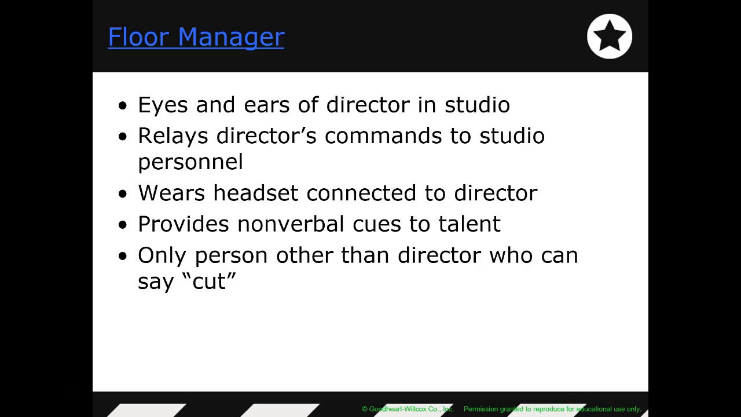So it could be the director asking, hey, what was that noise in the studio? And the floor manager could go over and look. It could be the floor manager giving cues to the camera so the anchors know what's going on. It could be nonverbal cues to the talent.